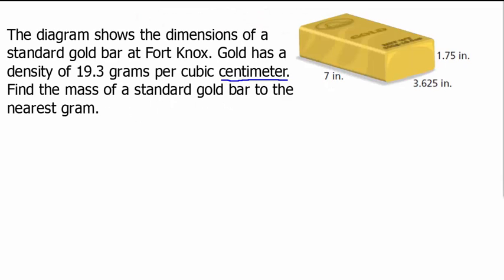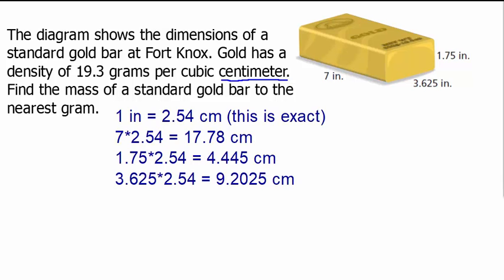So here we have a gold nugget. This is a standard size gold bar. They don't seem to be very big, but we want to find out how much it's going to weigh in grams. In order to do that, first thing we notice is they're asking in centimeters, but they gave me measurements in inches, so we're going to convert all of those. The conversion 1 inch equals 2.54 centimeters is an exact conversion, so we do that.